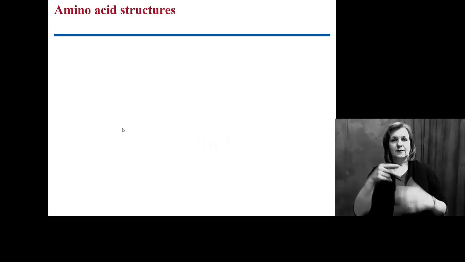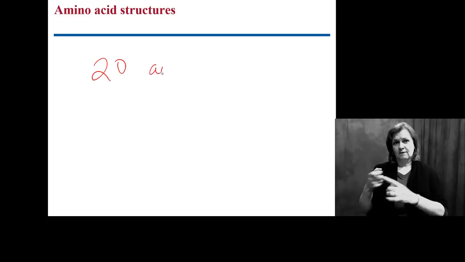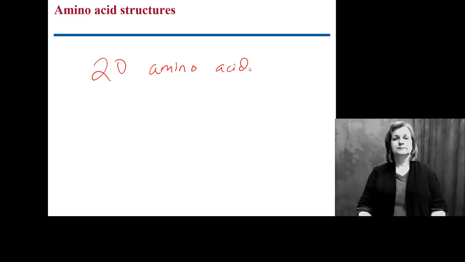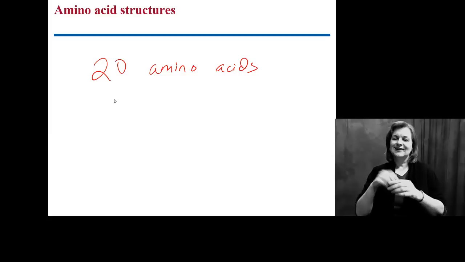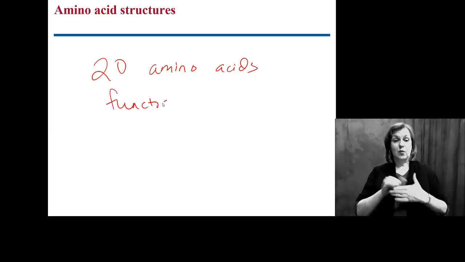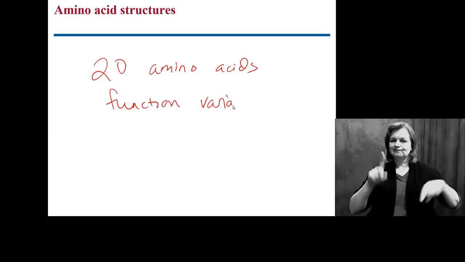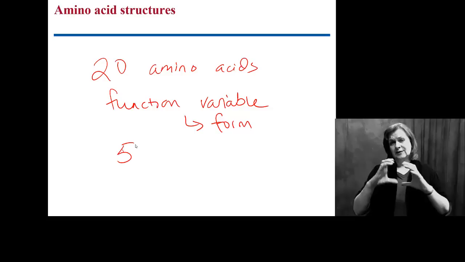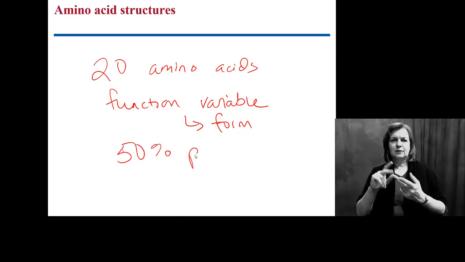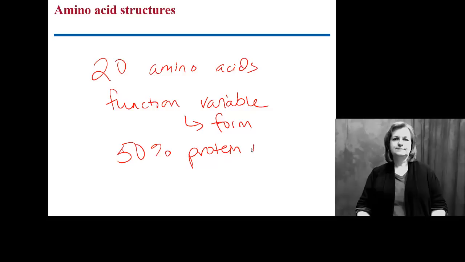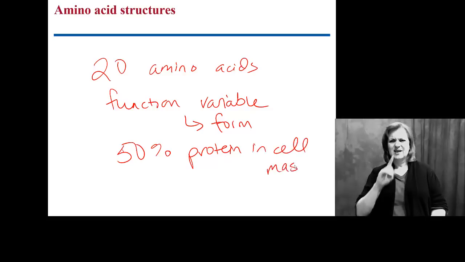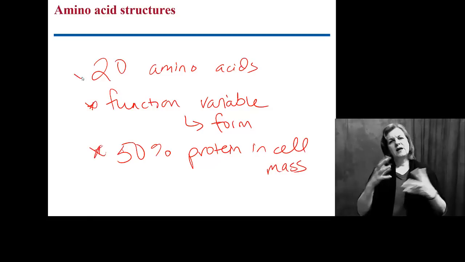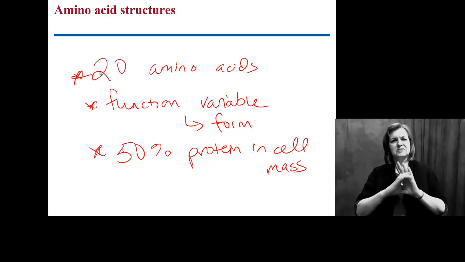So when we look at these polypeptides, I mentioned to you before that we're going to use 20 amino acids to build them. And they're going to be involved in about every function in your body. So function is going to be highly variable based on their shape or form. And we look at each of your cells' mass as being about 50% protein in cell mass. So this is a lot. We've got to think about a lot of things with our proteins.